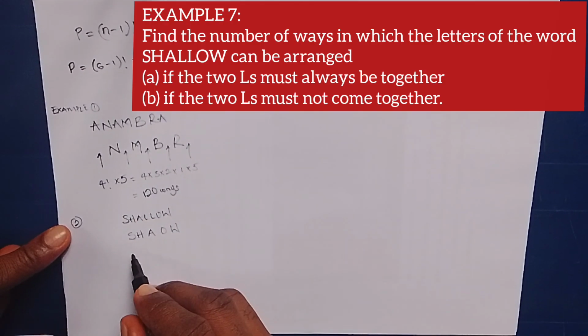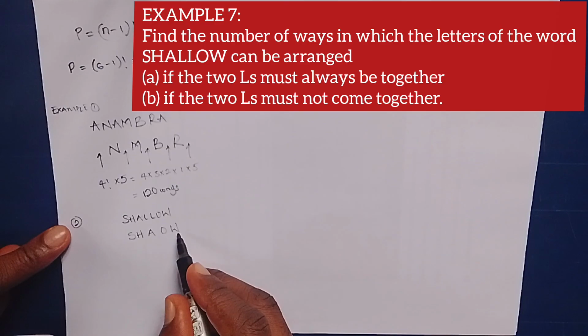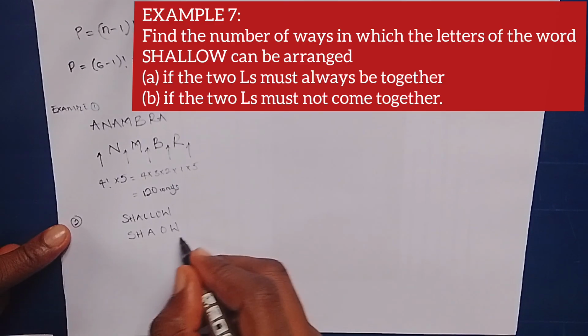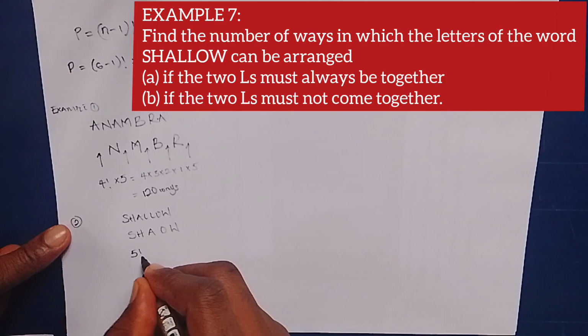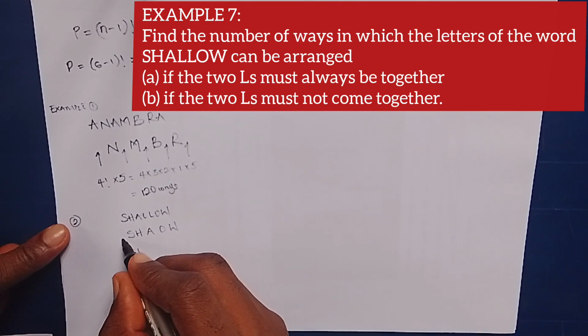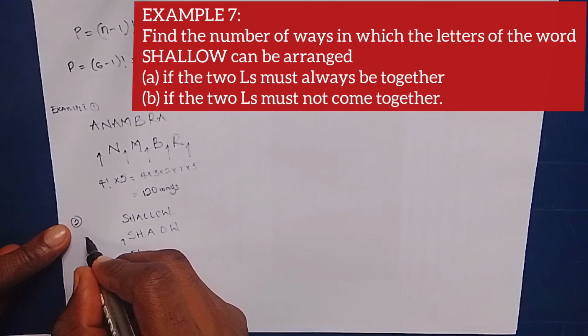Removing the L's, we are left with how many letters? 1, 2, 3, 4, 5. So these 5 letters can be arranged in 5 factorial ways. And then, if the L's are to stay together, this is for A now.